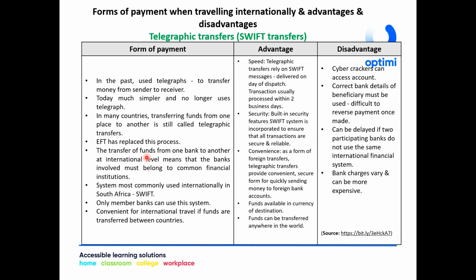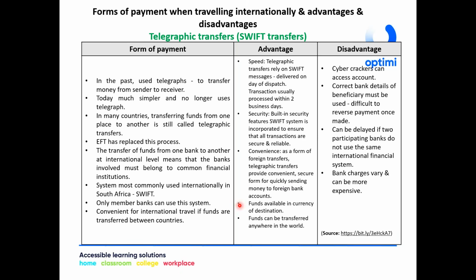The transfer of funds from one bank to another at international level means that the banks involved must belong to common financial institutions that are well known. The system must be commonly used internationally. In South Africa it is the SWIFT transfer. Only member banks can use this system, and it's convenient for international travel if funds are transferred between countries.